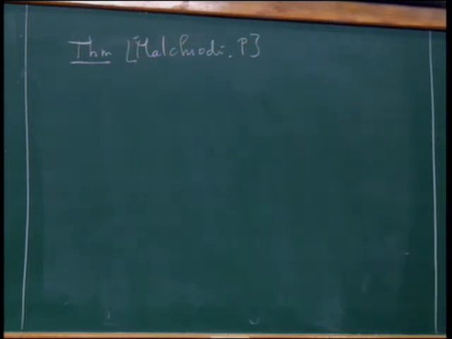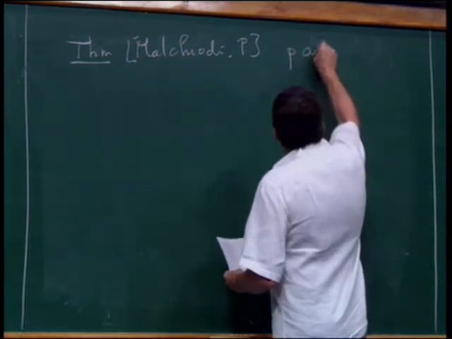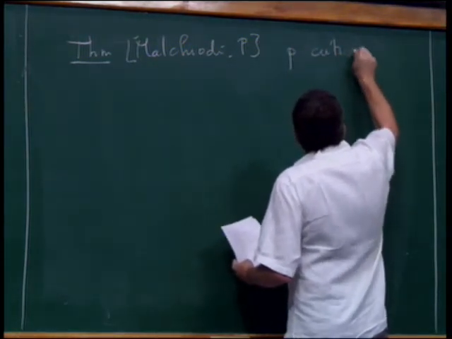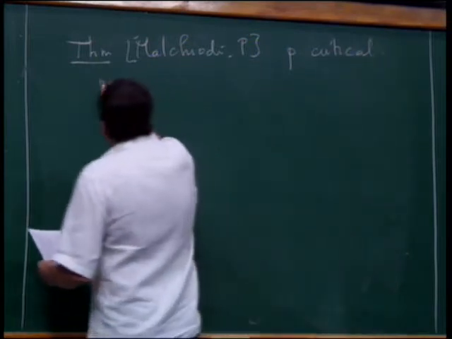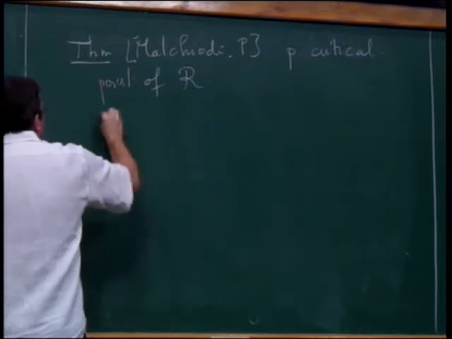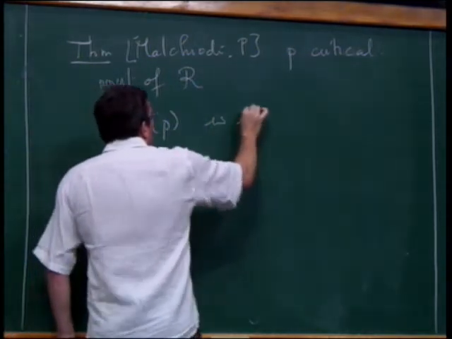So the theorem says the following. You assume that P is a critical point of the scalar curvature function, and also you assume that the Hessian of the scalar curvature function at P is invertible.